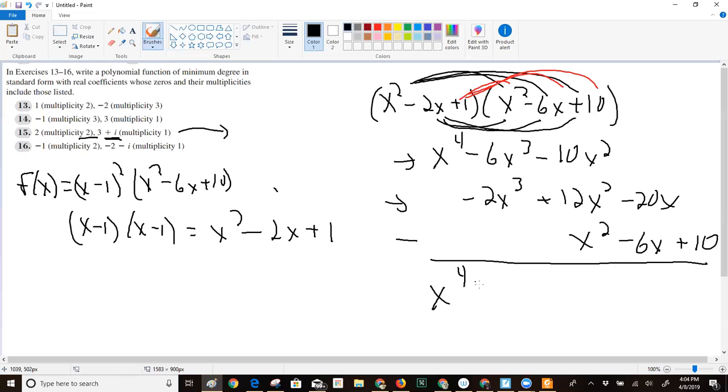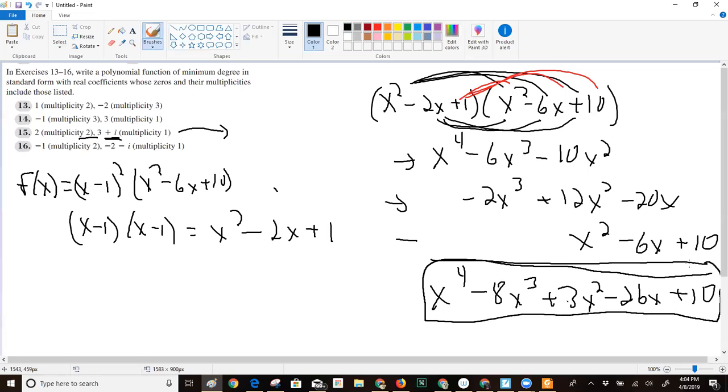And then I just combine all my like terms. Minus 10x cubed, and so on, combining like terms as I go. That gives me the final expanded form of that polynomial. And that's how you do that kind of problem. Hopefully it helps.